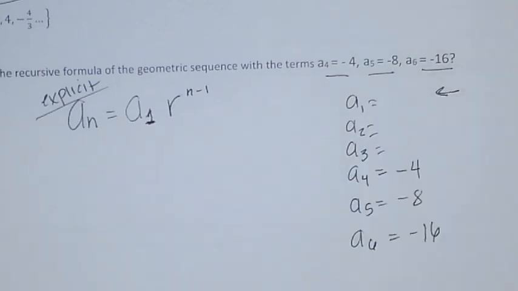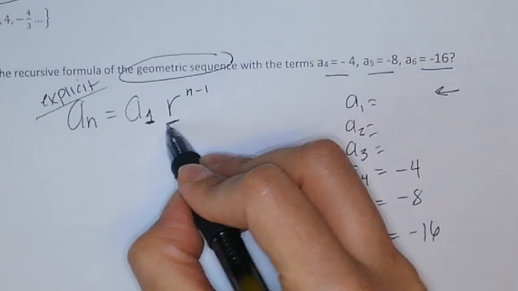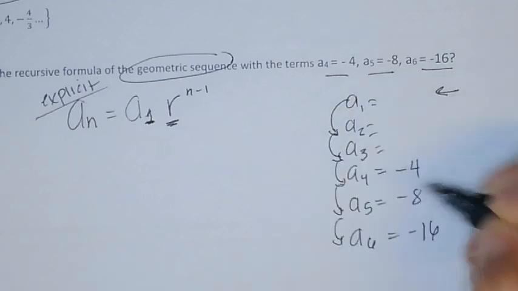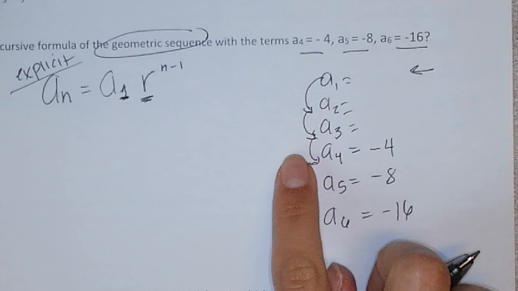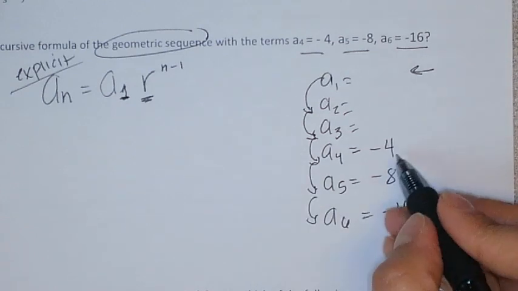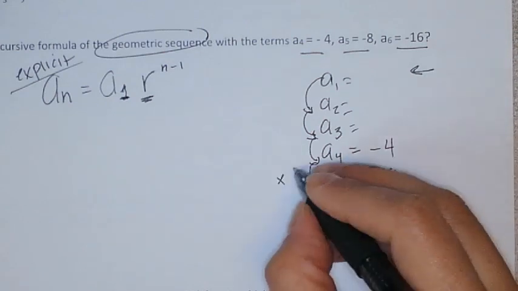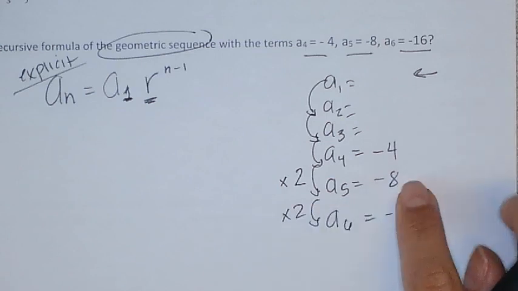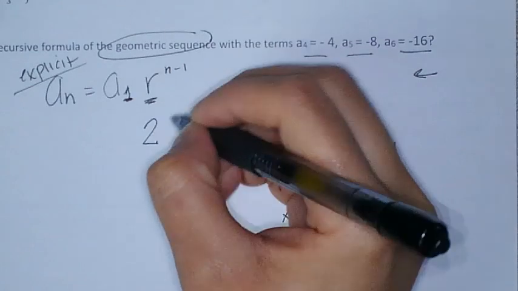Given these two, so for this to be a geometric, so if they gave me these, from negative 4 to negative 8, I'm multiplying by 2. Negative 4 times 2, negative 8. Negative 8 times 2, negative 16. So because I know what the common ratio is, this is 2.